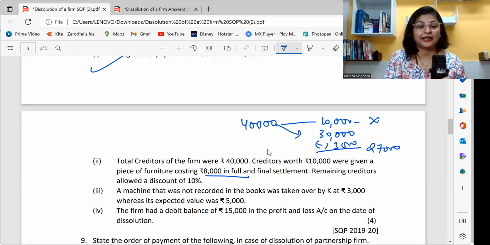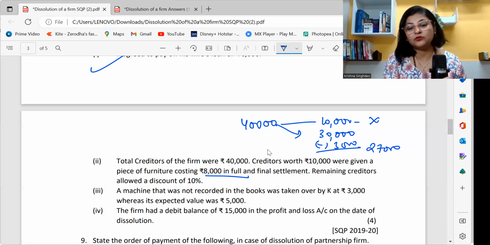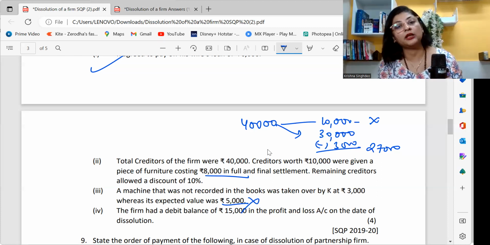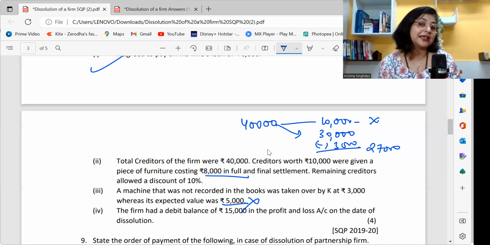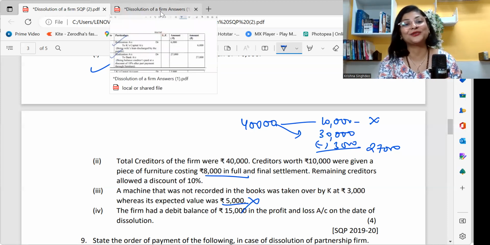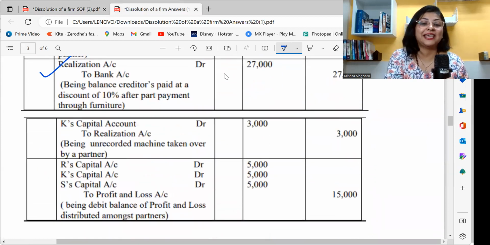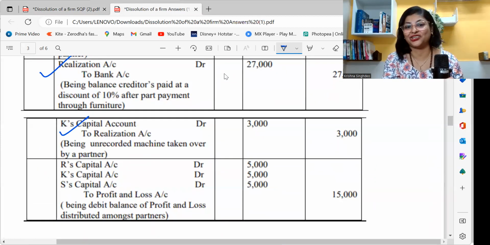Going to the next transaction: a machine that was not recorded in the books was taken over by K for 3,000, whereas its expected value was 5,000. It is totally irrelevant for us what the expected value was. An unrecorded asset will not be recorded again. But yes, if a partner has taken it over, it will be recorded, and we'll write in the realization account on the credit side, by partner's capital account. And what is going to be the journal entry for this? The journal entry is going to be the partner's capital account debit to realization account. As you can see over here, K's capital account debit to realization account.